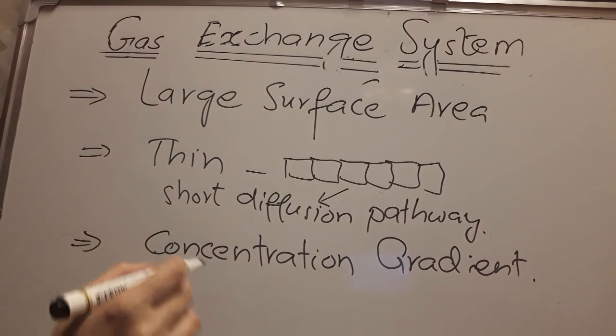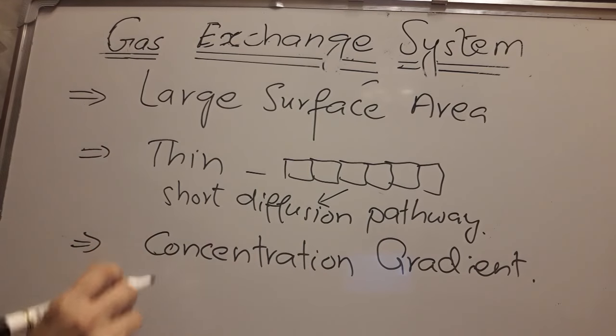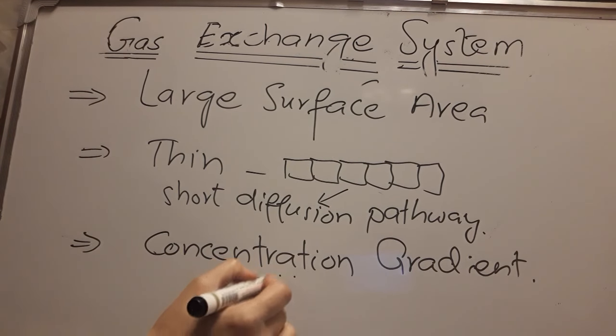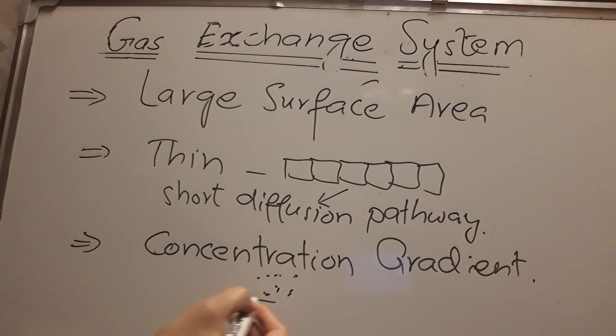All organisms maintain a steep concentration gradient across their gas exchange surfaces. So gases move from the area of higher concentration to the area of lower concentration.